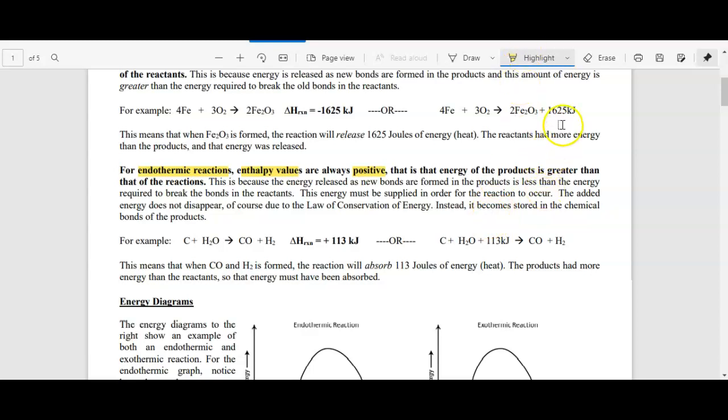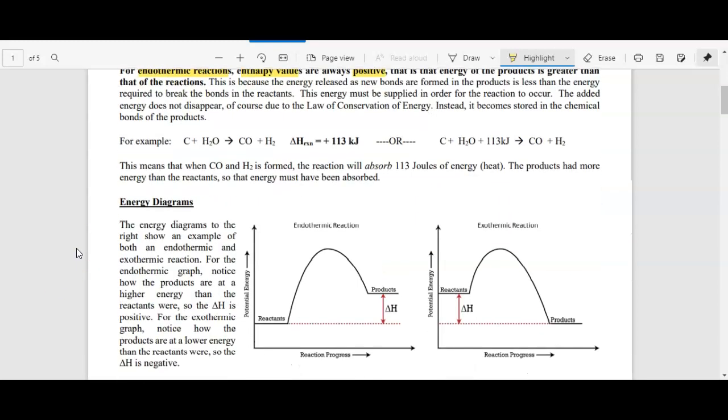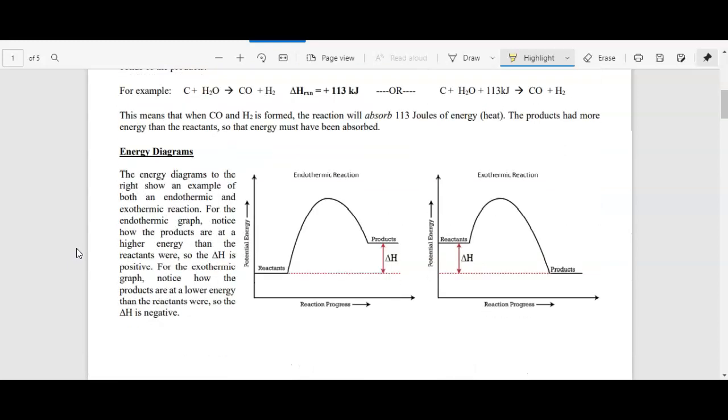So anytime you have heat on the product side, that's an exothermic reaction. That's heat being released. And if you have heat on the reactant side, on the left side, that's heat being put into the system. So that is an endothermic reaction. This means that when CO and H2 are formed, the reaction will absorb 113 joules of energy or heat. And the products have more energy than the reactants, so that energy must have been absorbed. Energy diagrams. The energy diagrams to the right show an example of both an endothermic and exothermic reaction.